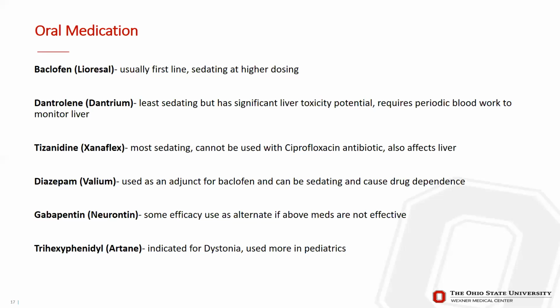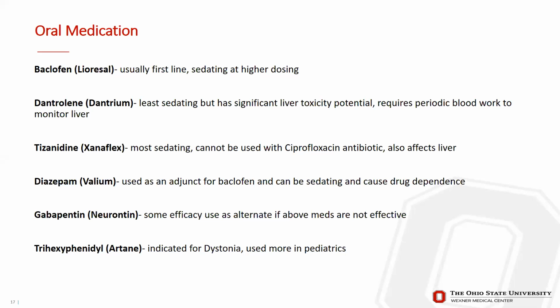It can't be used with certain antibiotics, and ciprofloxacin is one of them. So for those of you who may have urinary tract infections or frequent urinary tract infections, ciprofloxacin is a go-to medication. And so it's difficult if you have that and you're on ciprofloxacin quite often, you can't be on tizanidine. And then we use Valium quite a bit, but we use it only as an adjunct to baclofen. Again, very sedating, and it can cause drug dependence. So it's lower on my list.